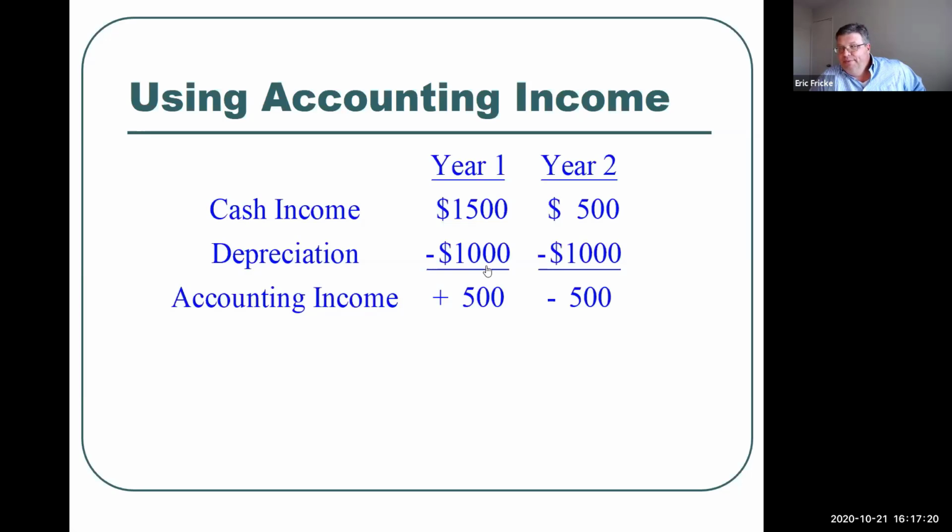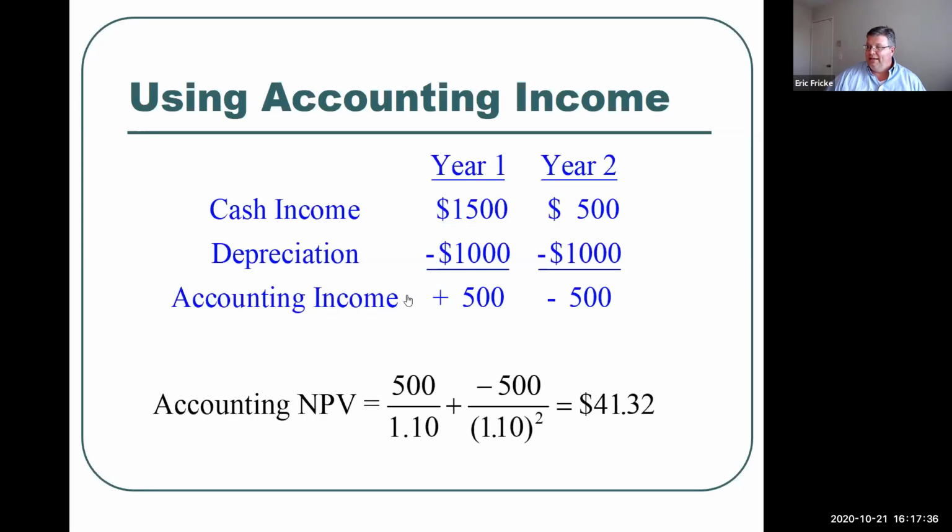But the difference here is, right, we don't have an initial year zero capital outlay in this. Now we're looking at just depreciation. And so from the accounting side, these are the profits we have, the accounting income. And if we were to go ahead and calculate the NPV, we get a slightly positive $41. So that's quite a bit different answer than we got using cash flows.